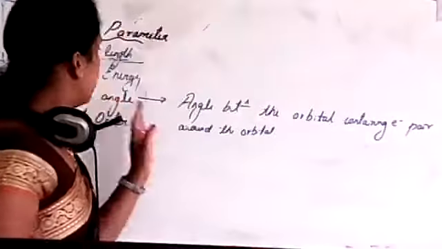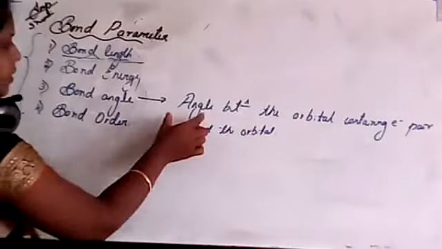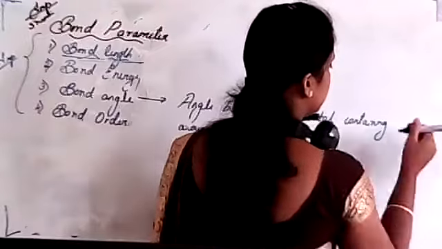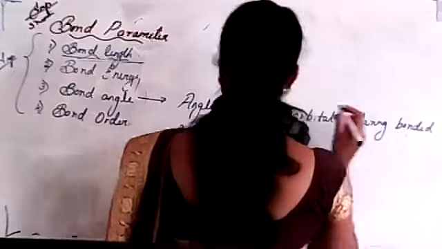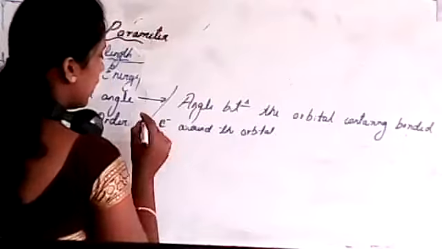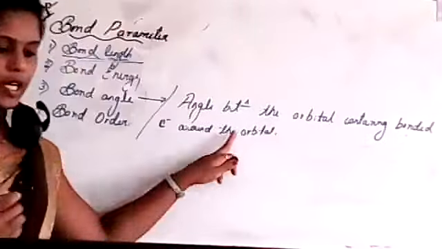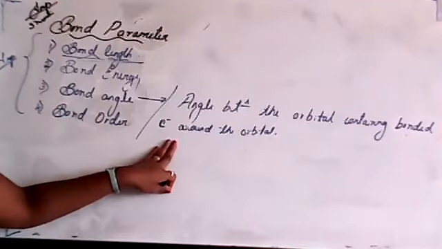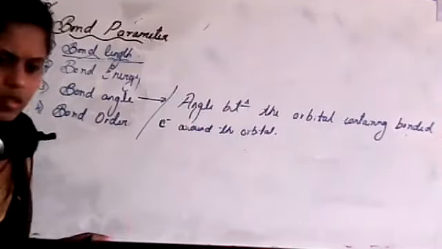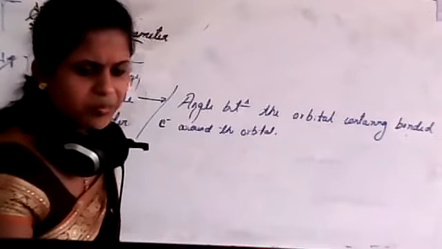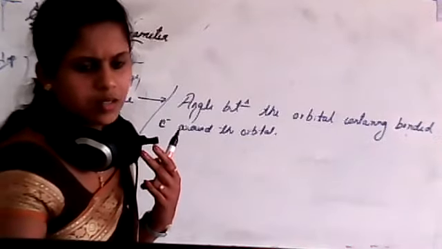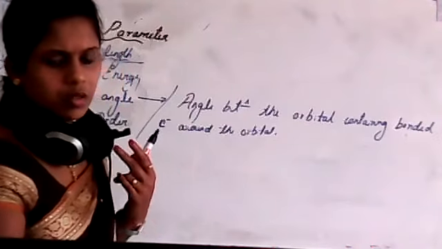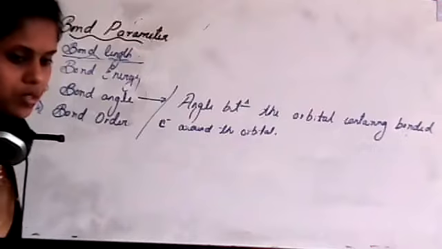so now bond angle is nothing but this is the angle between the orbital containing, sorry, it is bonded electron, okay. This is bonded electron around the orbital of the orbit. It is not audible? Student, you can hear? Student, is it clear? Okay. Someone messaged me. It is not.